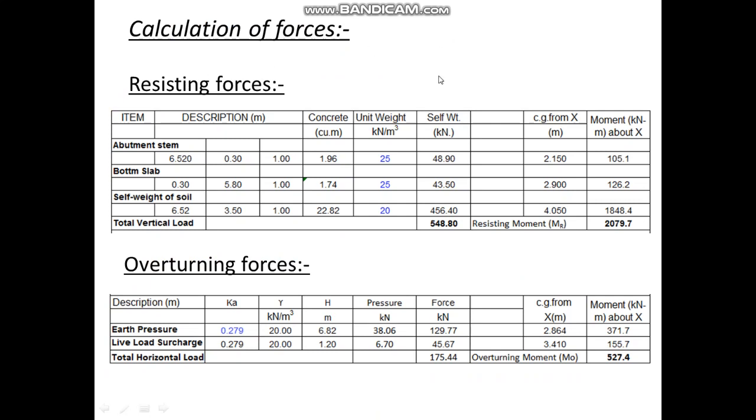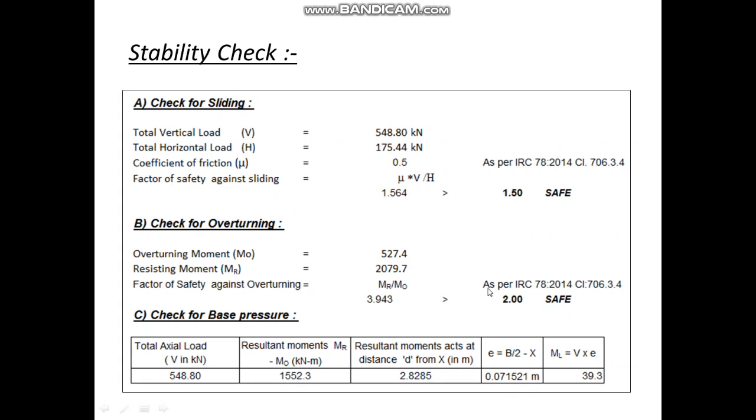Now calculation of the force, the resisting force. Resisting force is because of the self weight of the abutment, stem, bottom slab, and self weight of the soil. Because of this, the resisting force and moment about x. Overturning forces are because of the earth pressure and the live load surcharge, which comes out to be 175 as the force, and the moment because of that is 527. So now we will be checking the stability.